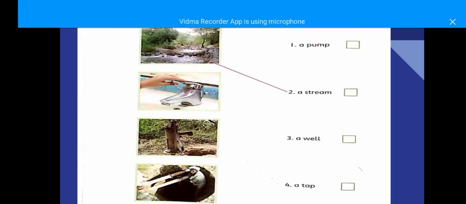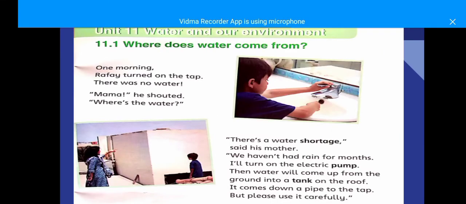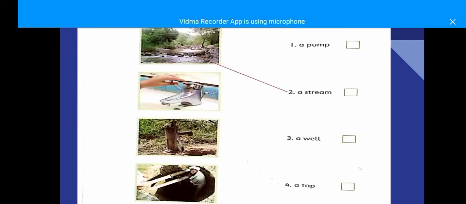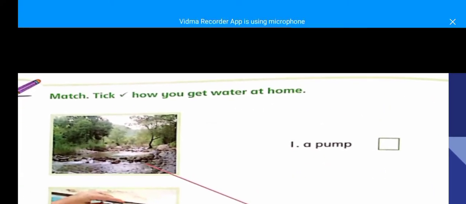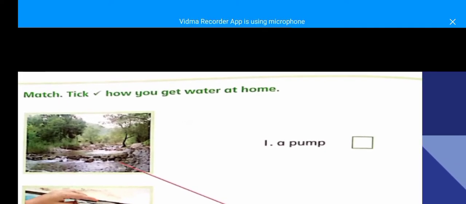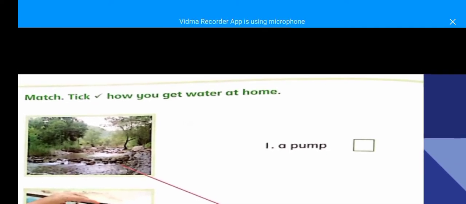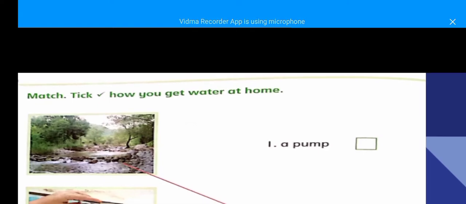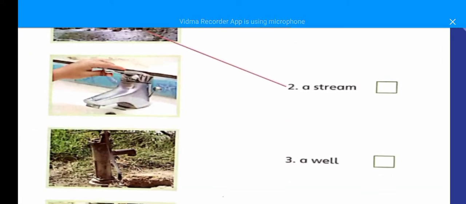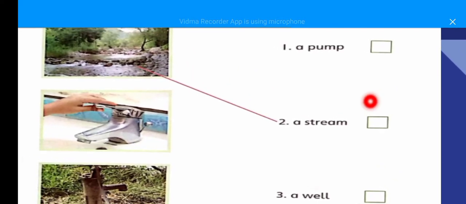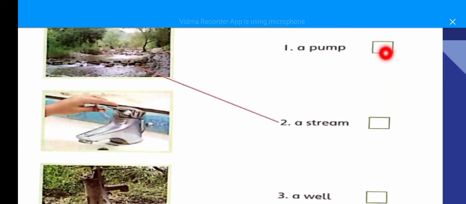And here you can see this one page we are going to do. Here is an interesting exercise for you, and that is match and tick how you get water at home. First of all, we will match the picture with the correct answer, and then we will tick in these boxes how we are getting water in our homes.